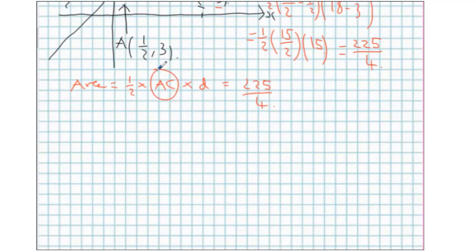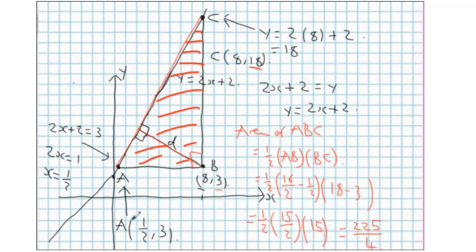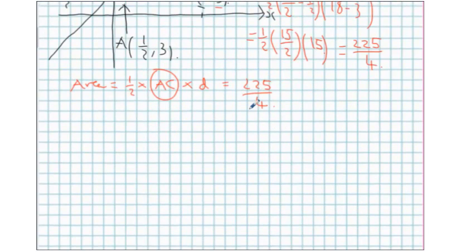So D is just D, we're going to solve for it. AC is a bit more complicated because we're going to have to use the distance formula. So AC is the distance between A and C. We know A is at a half and 3, and C is at 8, 18. So let me write that down. So A is at a half, 3, and C is at 8, 18.